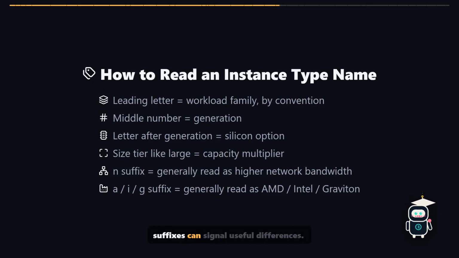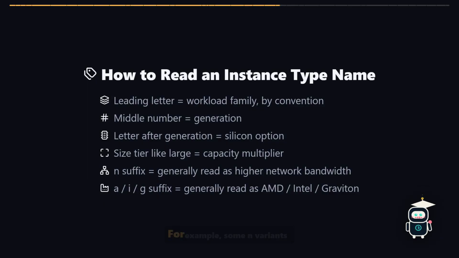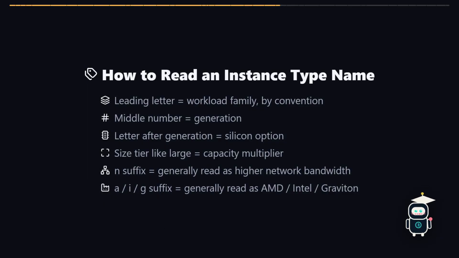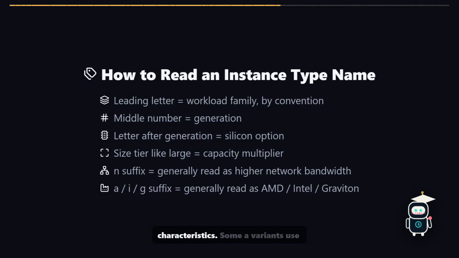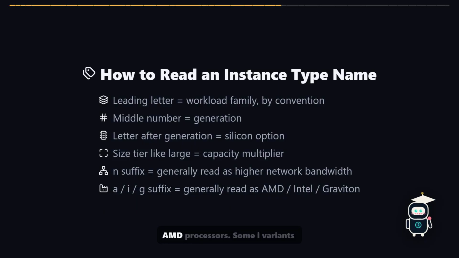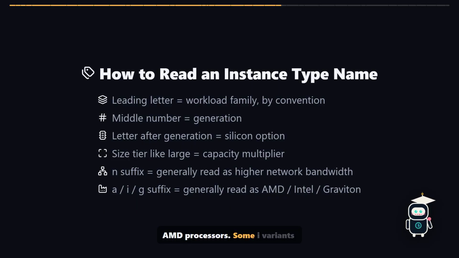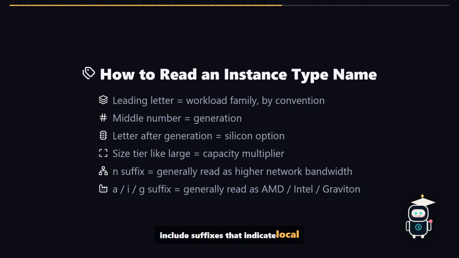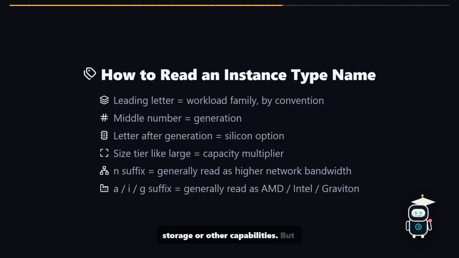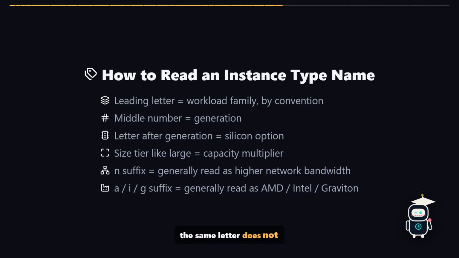Other suffixes can signal useful differences. For example, some N variants are designed with enhanced networking characteristics. Some A variants use AMD processors. Some I variants use Intel processors. Some names include suffixes that indicate local storage or other capabilities. But the same letter does not replace the specification sheet.